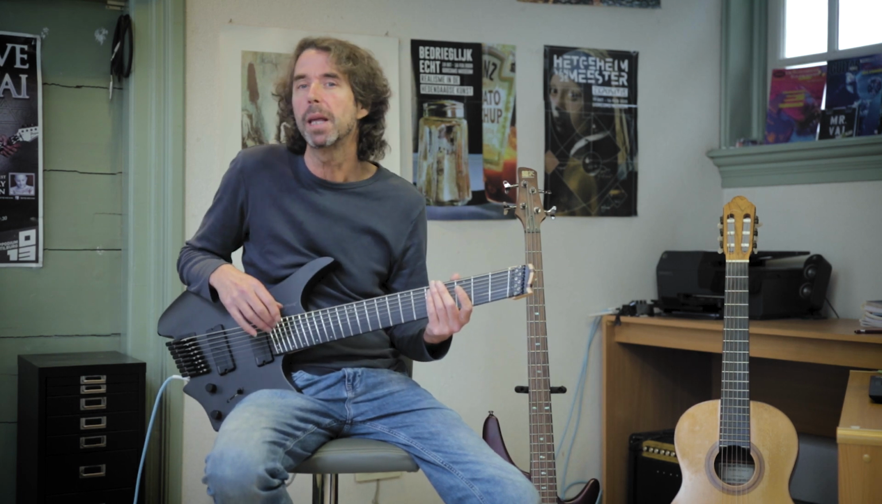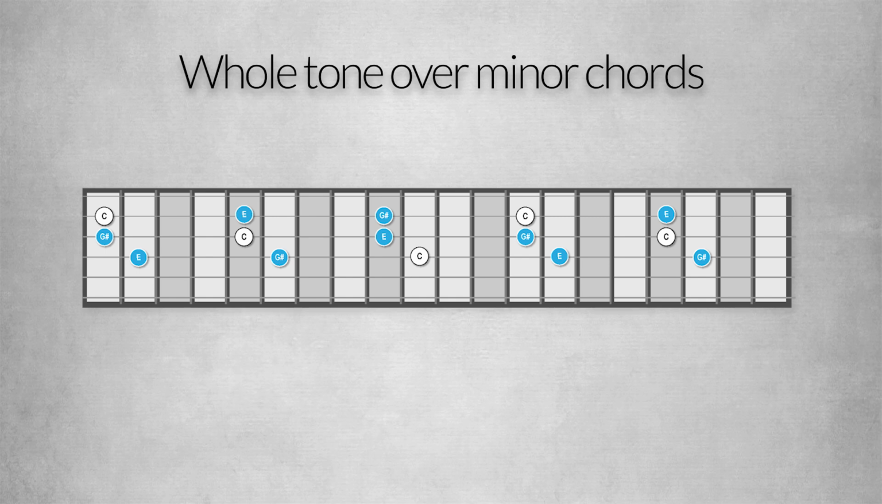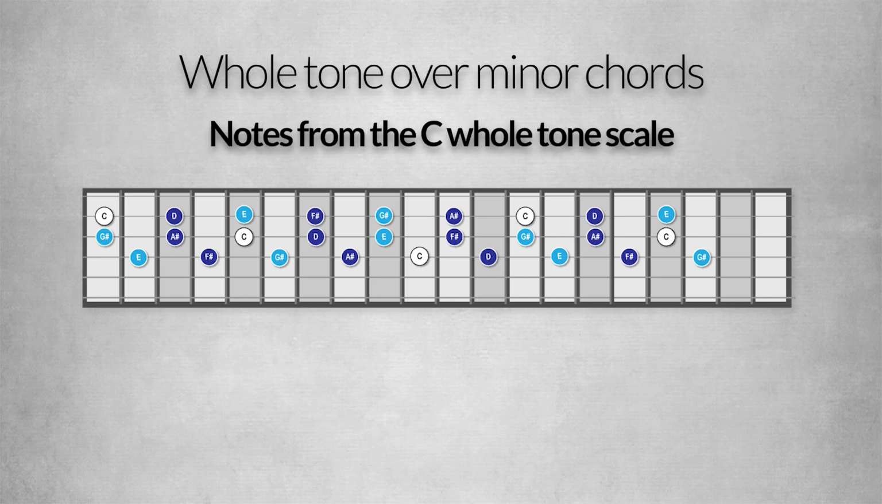Now first of all, it's nice to know that the augmented chords can be repeated every major 3rd. Now what you get by doing this are inversions of the same chord. G sharp C E is an inversion of E G sharp C, which is an inversion of C, E, G sharp. Now if you fill the gaps in an evenly spaced manner, we are using the notes of the whole tone scale.